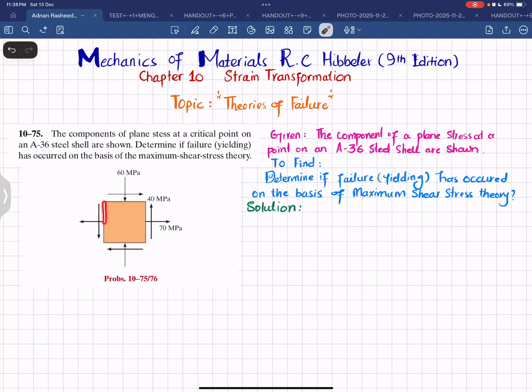So you can see this is the state of stress, a plane state of stress, because there is no stress in the z direction, so we take this as a plane stress problem. So stress on this face is 70 megapascal. On the top face this is normal loading, which is 60 megapascal, and this is shear stress, which is 40 megapascal. So let's start with the solution.